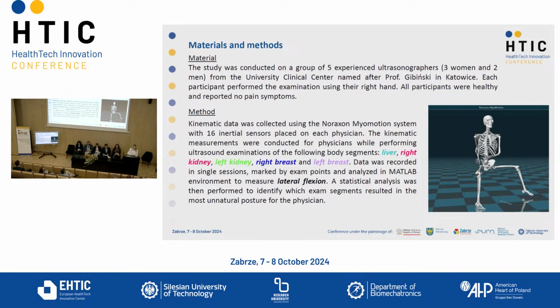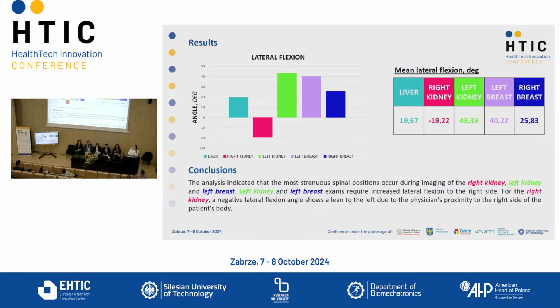Kinematic data was recorded using the Noraxon motion system consisting of 16 inertial sensors placed on the physician's body. Measurements were collected during the ultrasound examination of the liver, both breasts and both kidneys. When the data was collected, it was imported into the MATLAB environment and analyzed using a custom script to assess the lateral flexion. Then statistical analysis was performed to determine the most ergonomically challenging segments of the ultrasound examination. At the top of the screen, there is a table displaying the results of the statistical analysis, including the mean lateral flexion for each body segment, along with a bar plot visualizing those results.